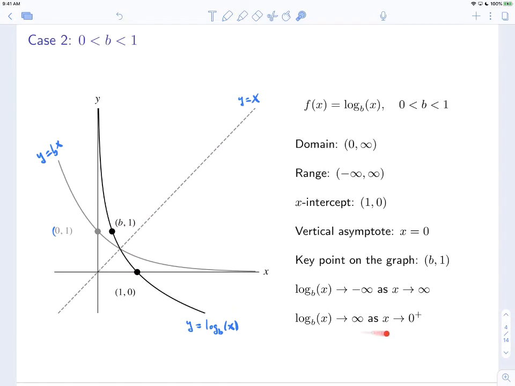And as x moves to the left, it goes up to infinity. Now again, the furthest to the left x can go is 0. So as x approaches 0 from the positive side, or from above, from the right, the logarithmic curve increases without bound. So log base b of x goes to infinity as x goes to 0 from the right. So once again, just like before, this means that x approaches 0 from the right.